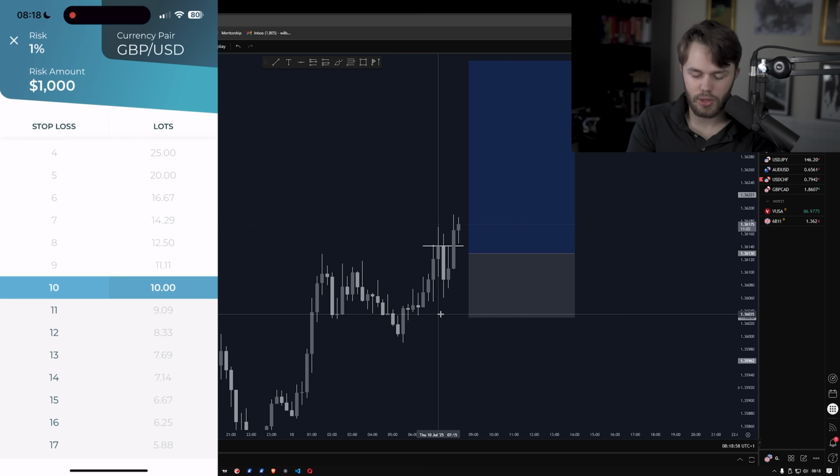Or maybe you want to add 2 pips on. Okay, I can do 8.33. You don't have to recalculate it every single time. It's very simple and it is here.